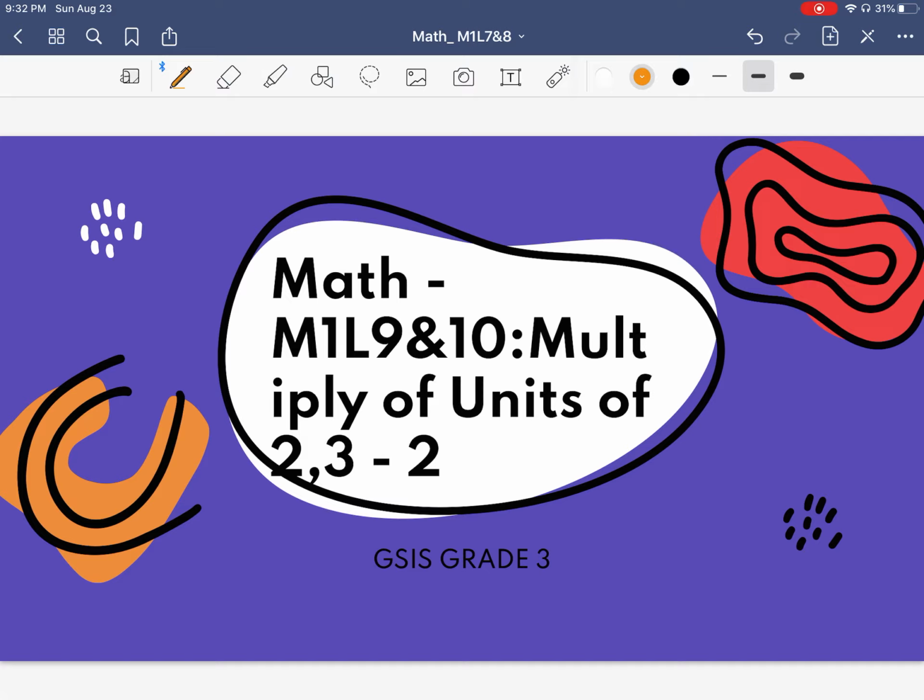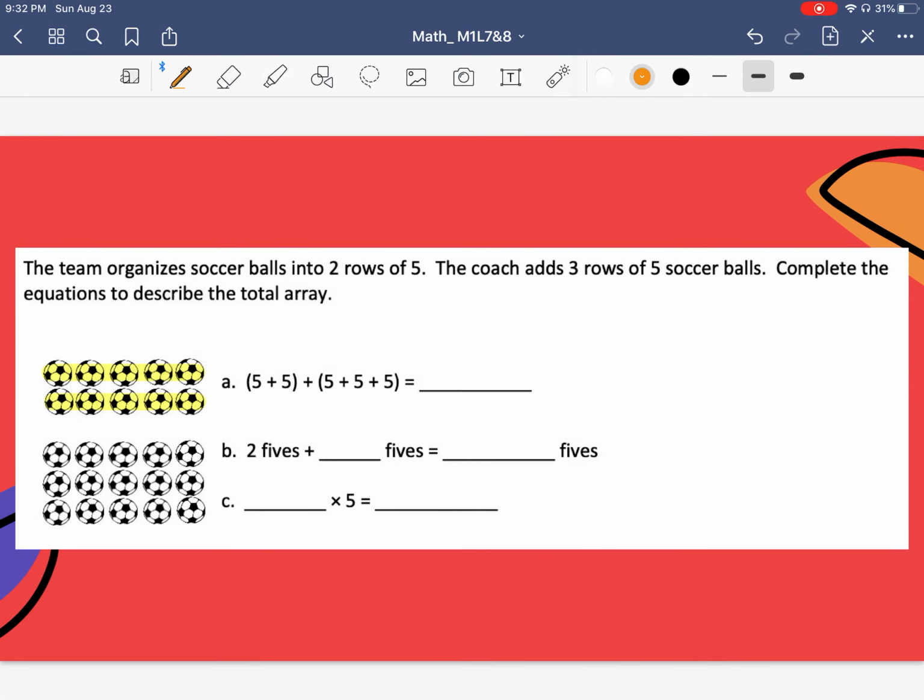Today we're going to continue learning how to do multiplication using units of 2 and 3. So here's our first question. There is a team who organizes soccer balls into 2 rows of 5. The coach adds 3 rows of 5 soccer balls. Complete the equations to describe the total array.